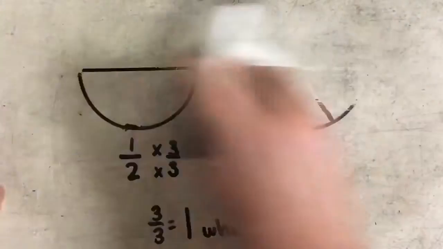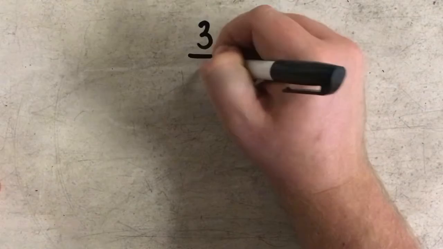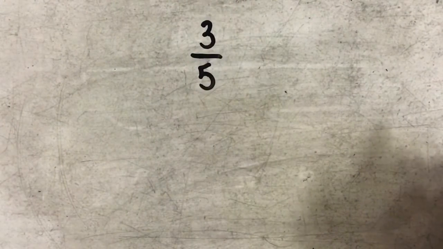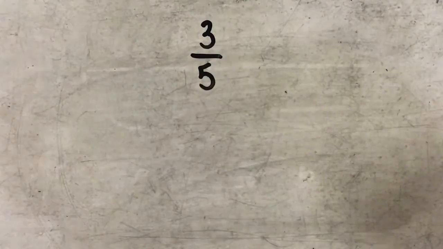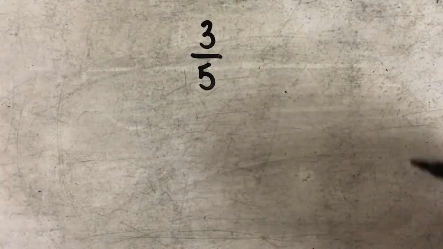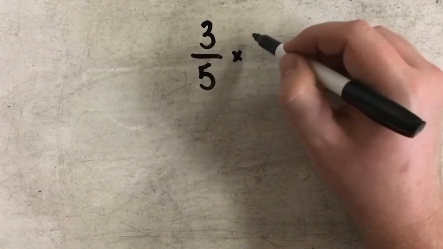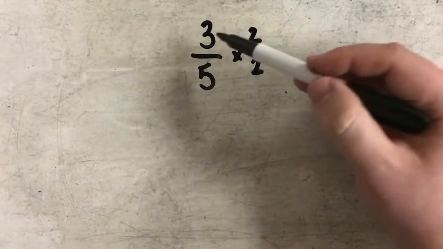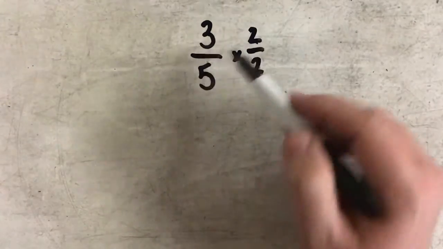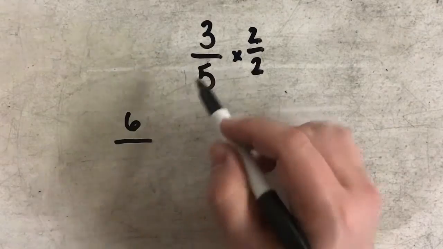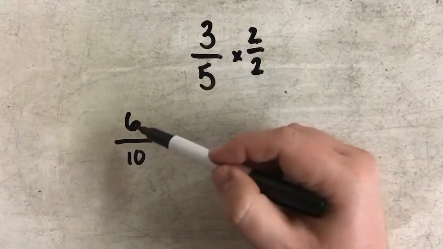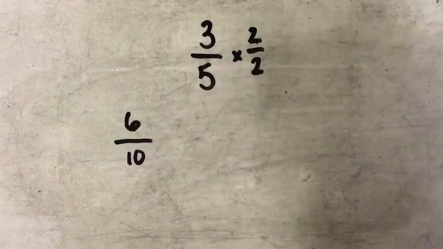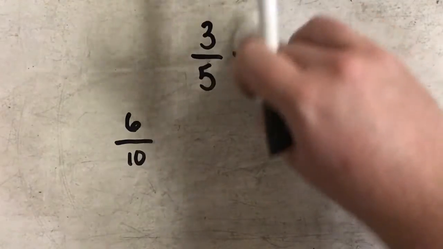Look at another couple examples. If I have the fraction 3/5, and I want to come up with a few equivalent fractions that are equal to 3/5, well, again, I'm simply going to multiply the numerator and the denominator by the same number. I can multiply it by 2/2. 3 times 2 would give me 6. 5 times 2 would give me 10. So I could say that 6/10 is equivalent to 3/5.